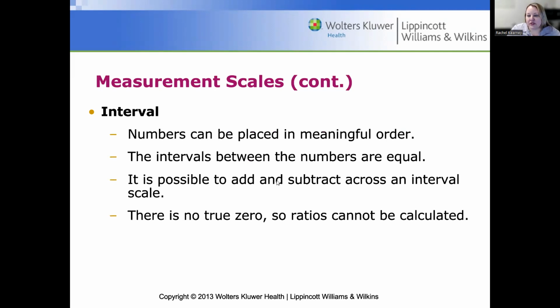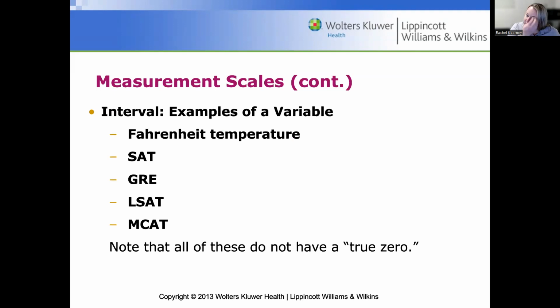Interval scales are numbers that can be placed in meaningful orders. So all the intervals between the numbers are equal. You can add and subtract these. There is no true zero, so ratios can't be calculated. But some interval things might be Fahrenheit temperature, SAT scores, GRE scores. Any type of standardized testing scores would have some type of interval variable.